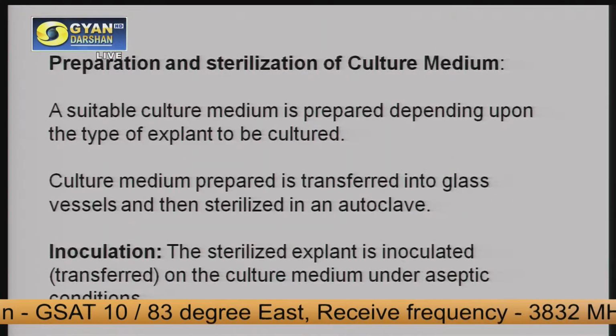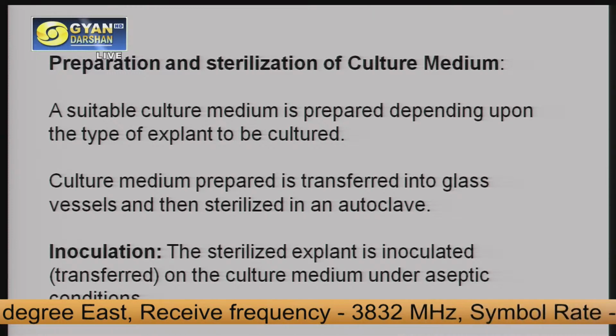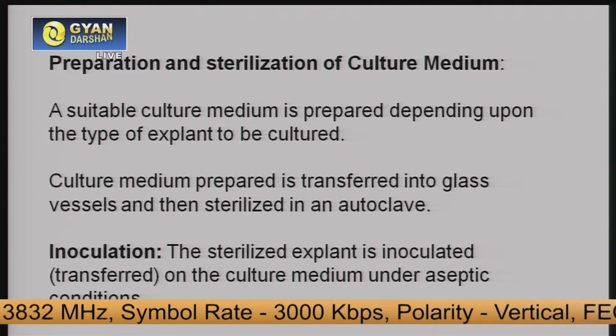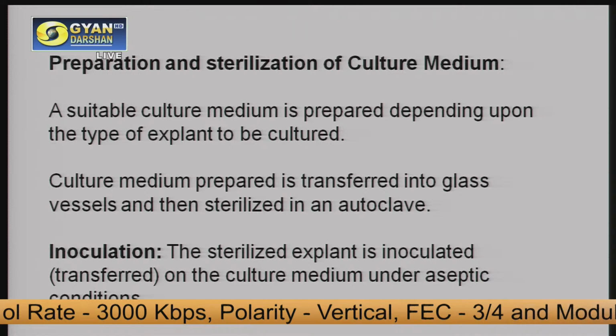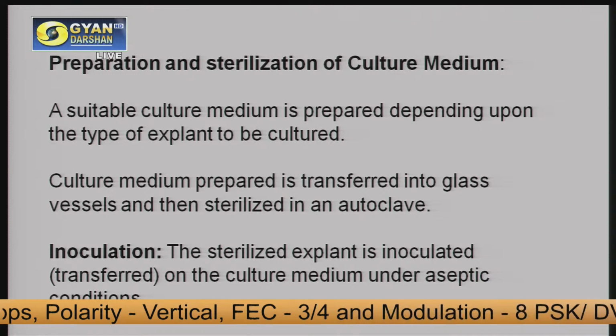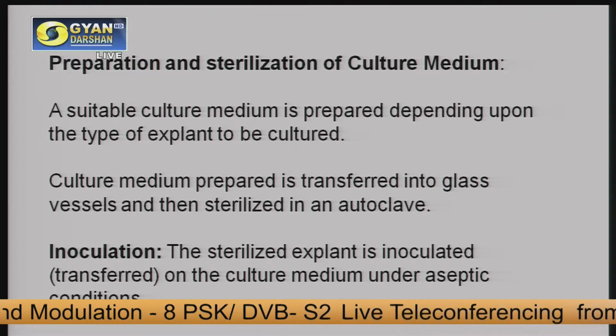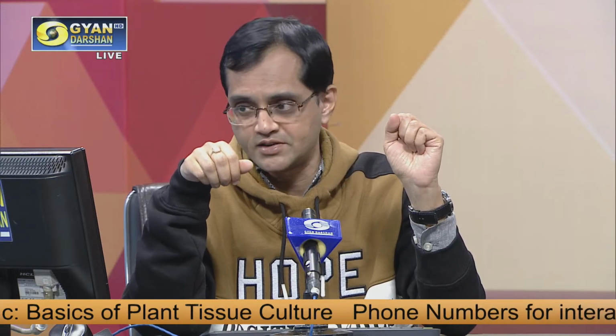Once this sterilization is done, next you have to prepare the medium. Regarding the preparation of the culture medium, I will come to that shortly. You have different kinds of plant tissue culture medium, and the choice is yours. Maybe one medium is good for one plant species, another medium is good for another plant species. So you again have to standardize which is the best medium for my plant, where I can get the maximum micropropagation, or the maximum number of plantlets.